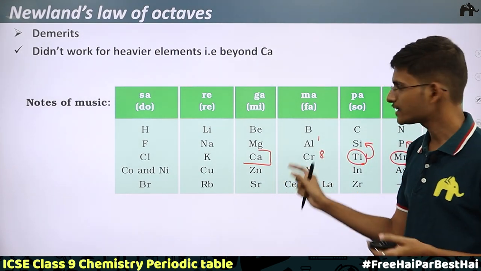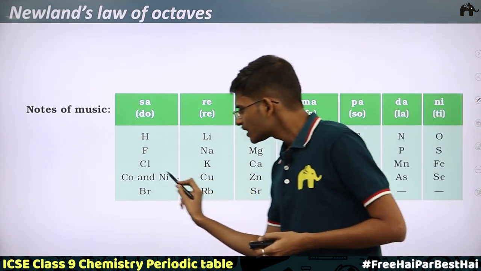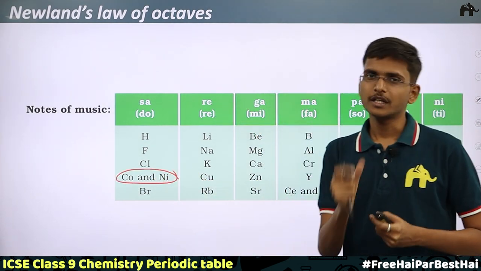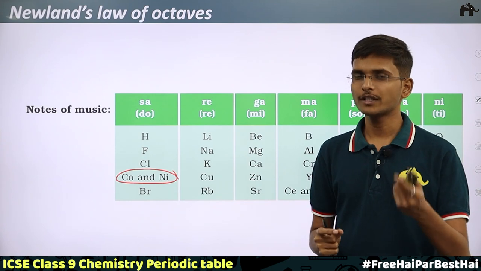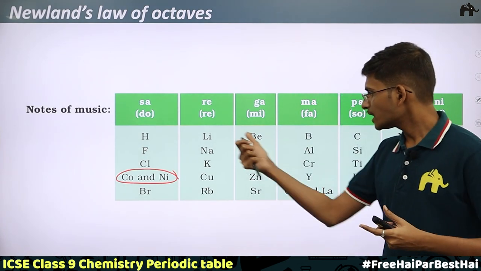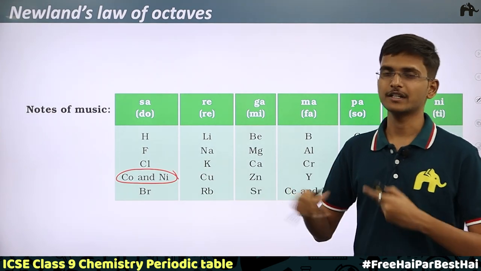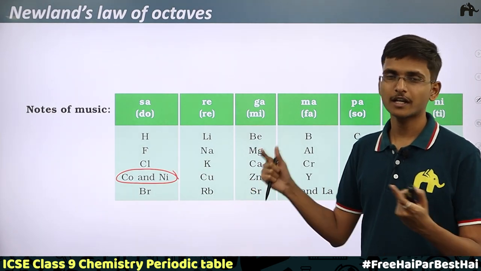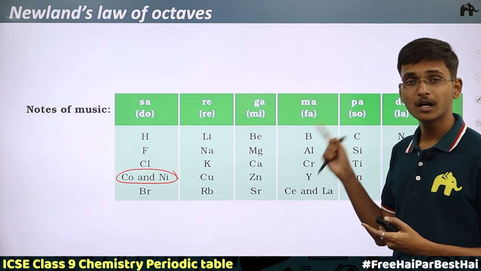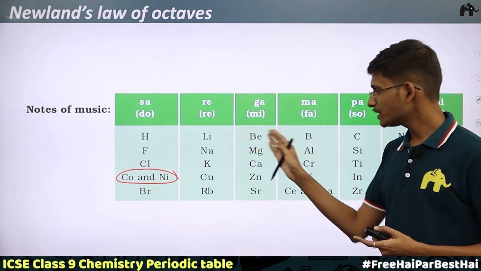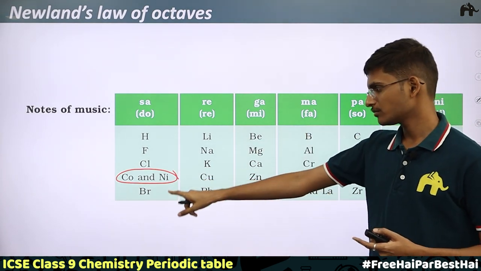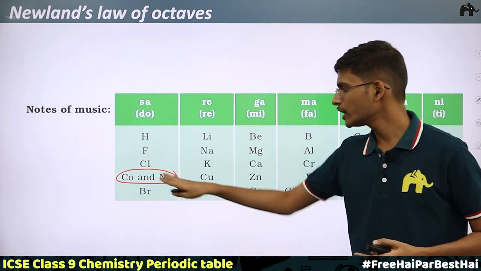One more drawback Newland made while arranging his elements was that he placed two elements in the same position. What he followed was giving each element a single position, but he contradicted his own way of arranging. He arranged the elements in the increasing order of their atomic masses and gave each element a single position, but in some instances he gave two elements the same position.